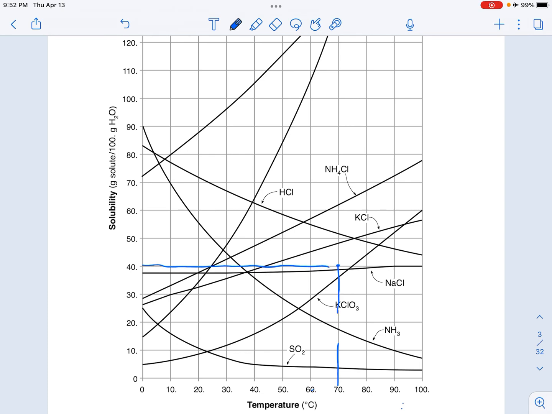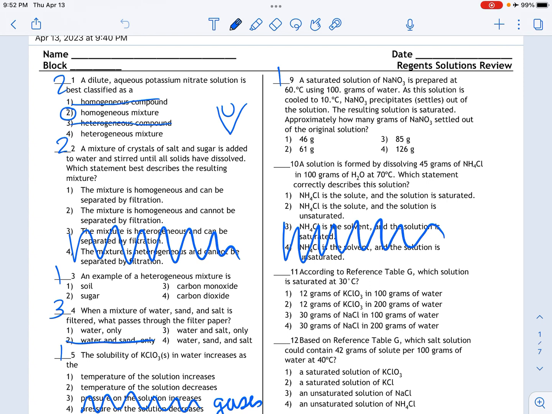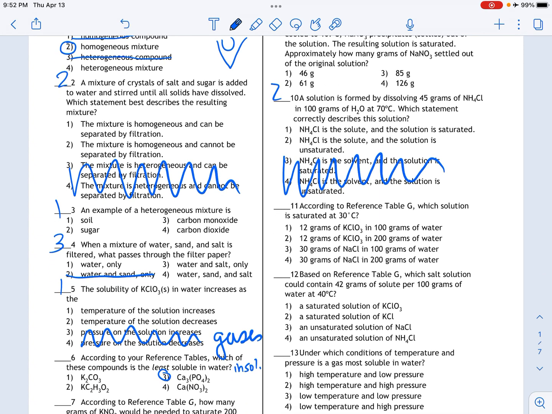So it's right here. And for NH4Cl, the line is here, but my point is there. Since my point is below the curve, that means it's unsaturated. Choice 2. According to table G, which solution is saturated at 30 degrees?